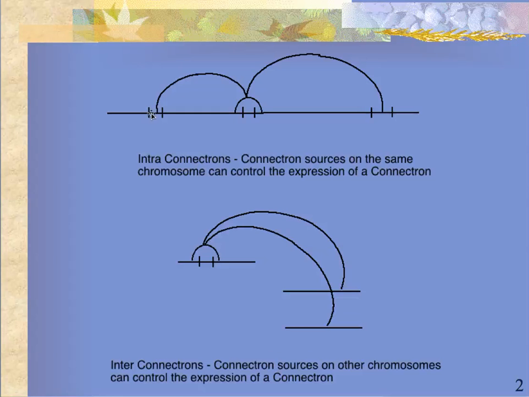Of course, you can also have one source radiating control to many different places, and that's the one-to-many property. But it doesn't make any difference whether the sources are on the same or different chromosomes than the targets. And so these are just logical properties of connectrons, or the connectron idea. It doesn't matter to the connectrons where the sources and targets are in terms of chromosomes. They're just DNA.